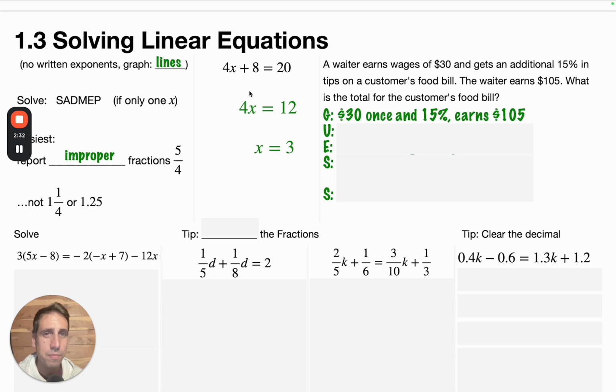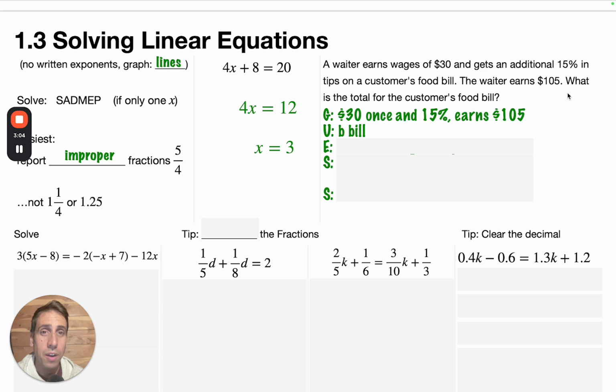What is unknown? It doesn't specify a letter here, so it's really important for us to take a moment and actually choose a letter from the alphabet. Again, it's the easiest step, and it's the step that students forget to do the most. So don't forget: what is the total for the customer's food bill? We need a letter. I'm just going to choose the letter B for bill. It's impossible to do the next step if you haven't chosen a letter from the alphabet.